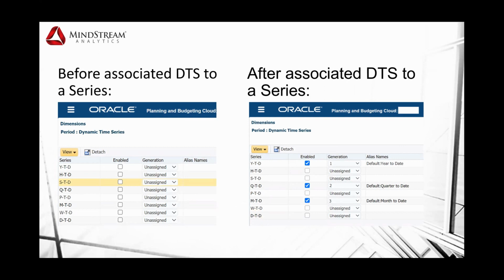After the associated DTS has been enabled with a series, you will see, much like to the right, that you're able to select your year to date and enable it, which is often generation 1. Your quarter to date is often generation 2. And in this example, we have months to date as generation 3. And when you enable this, the alias names will automatically appear.